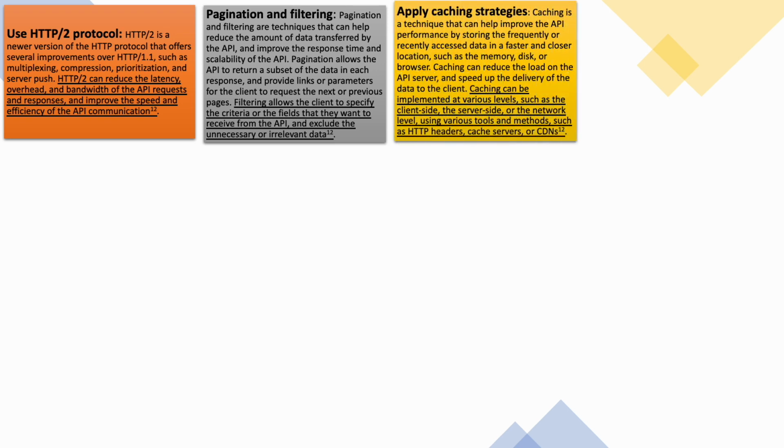Apply caching strategies. Caching is a technique that can help improve the API performance by storing the frequently or recently accessed data in a faster and closer location, such as the memory, disk, or browser. Caching can reduce the load on the API server and speed up the delivery of the data to the client. Caching can be implemented at various levels, such as the client side, the server side, or the network level, using various tools and methods, such as HTTP headers, cache servers, or CDNs.